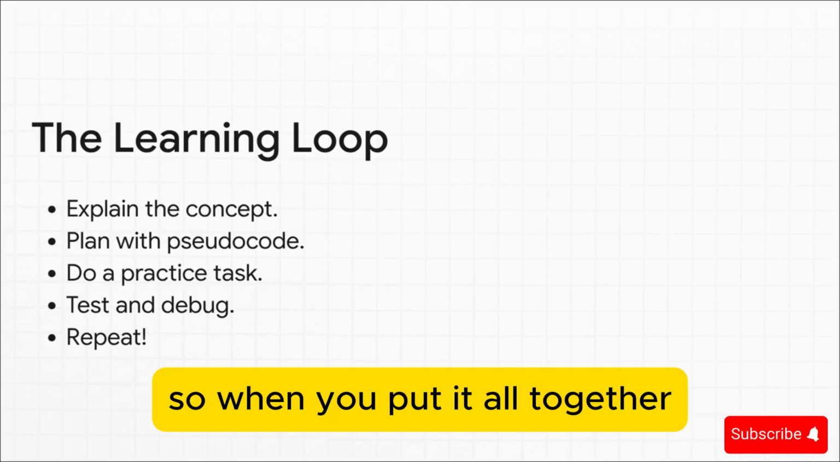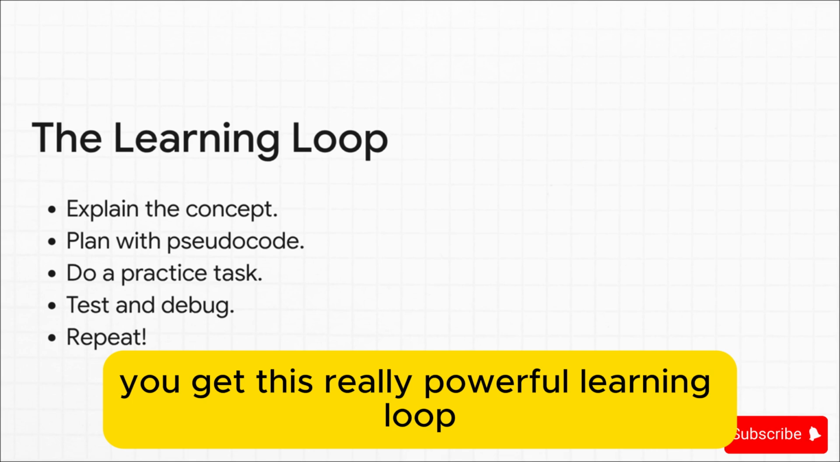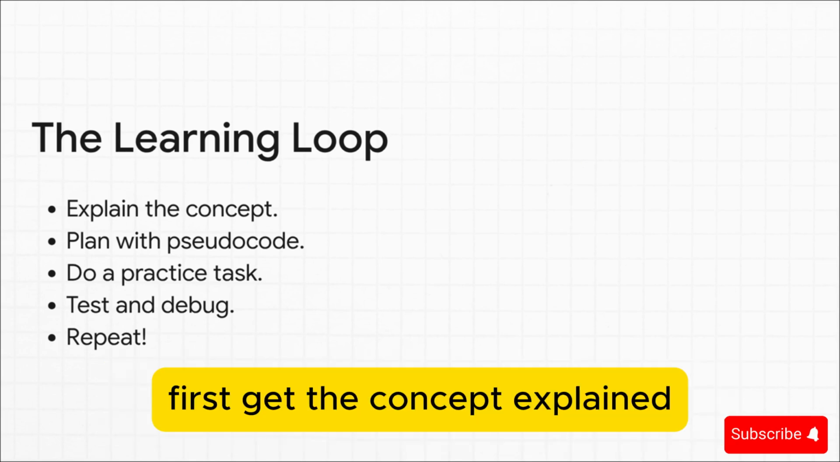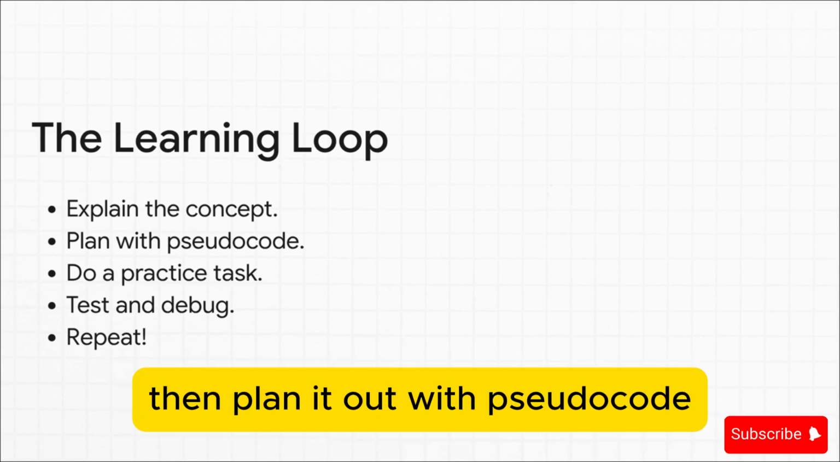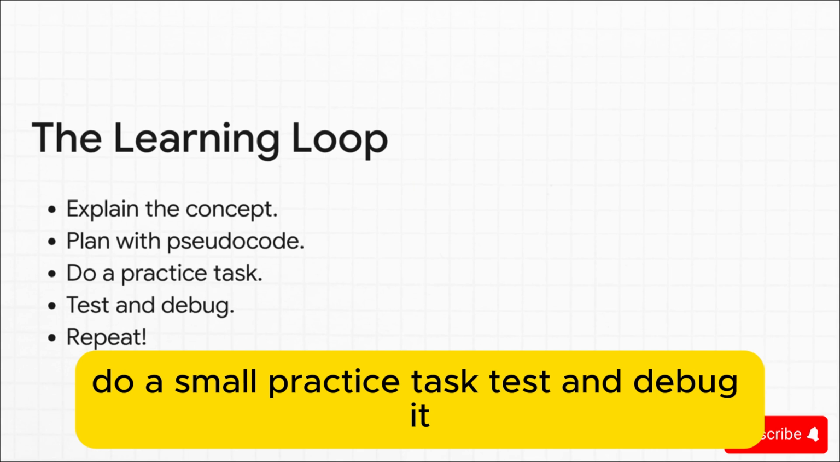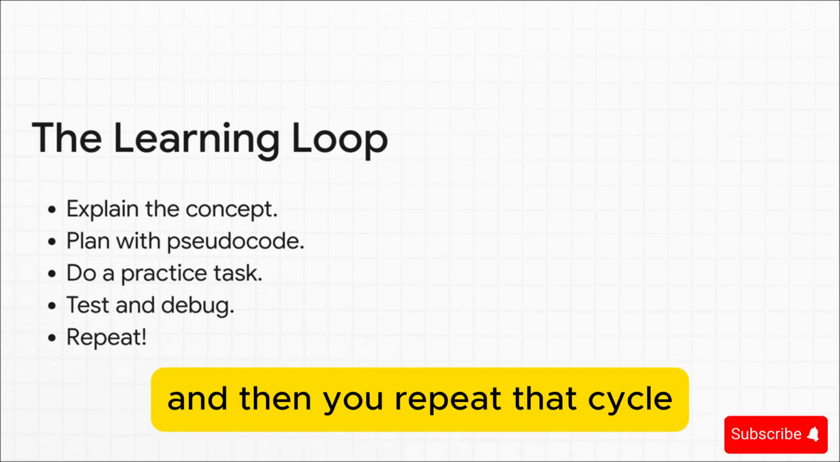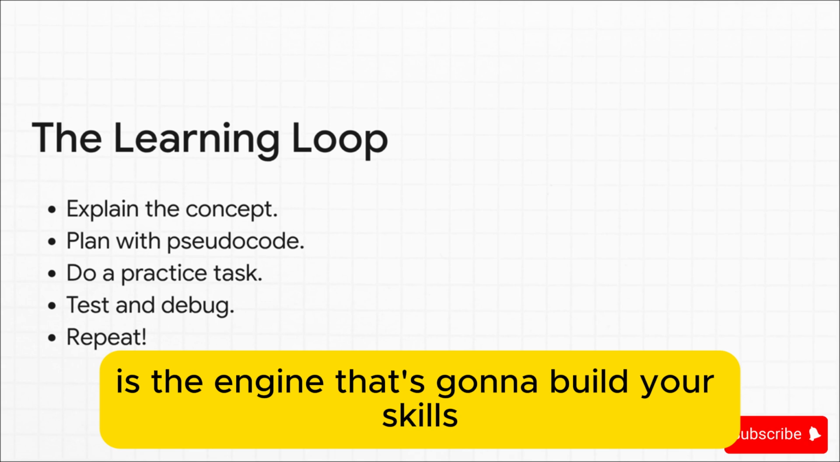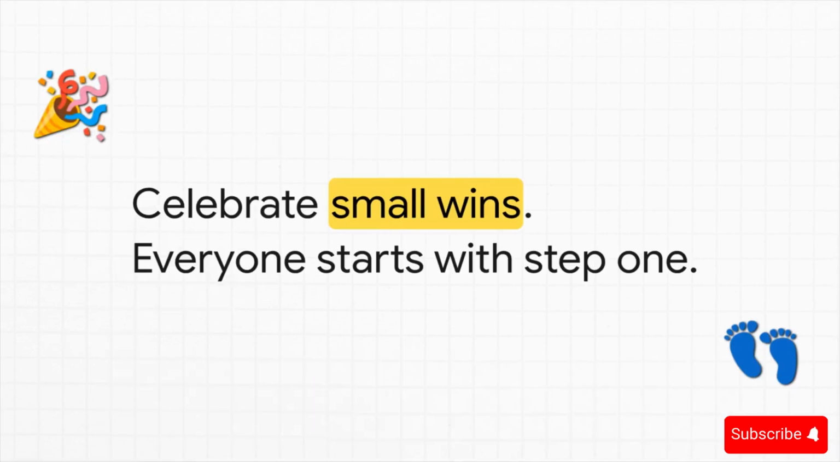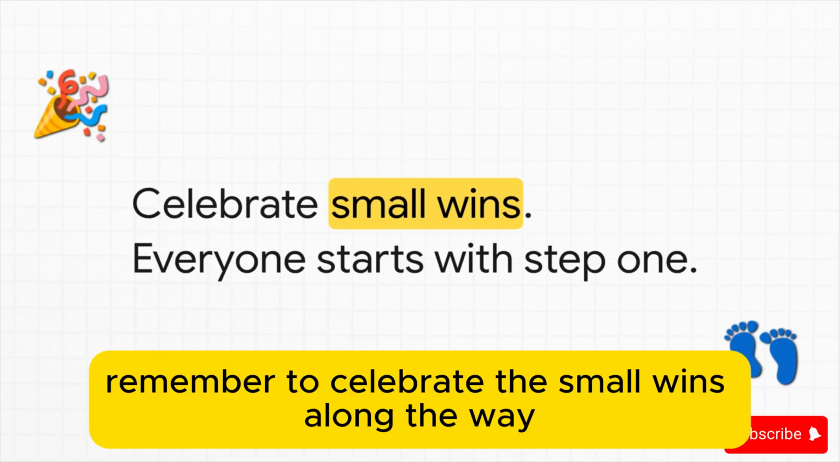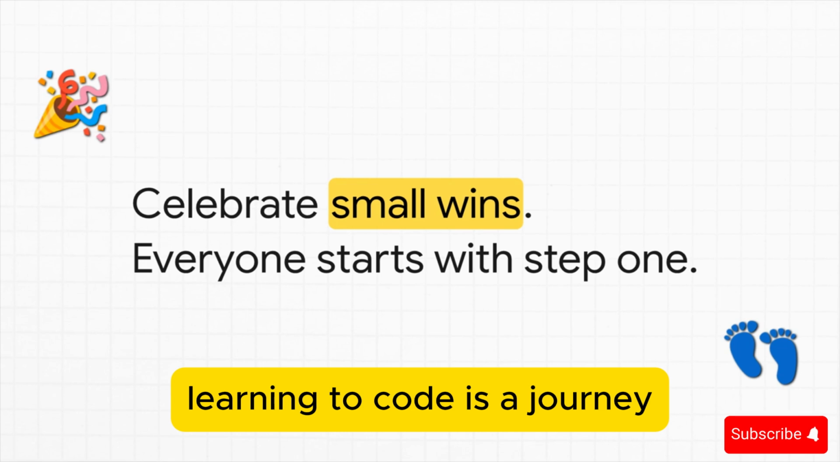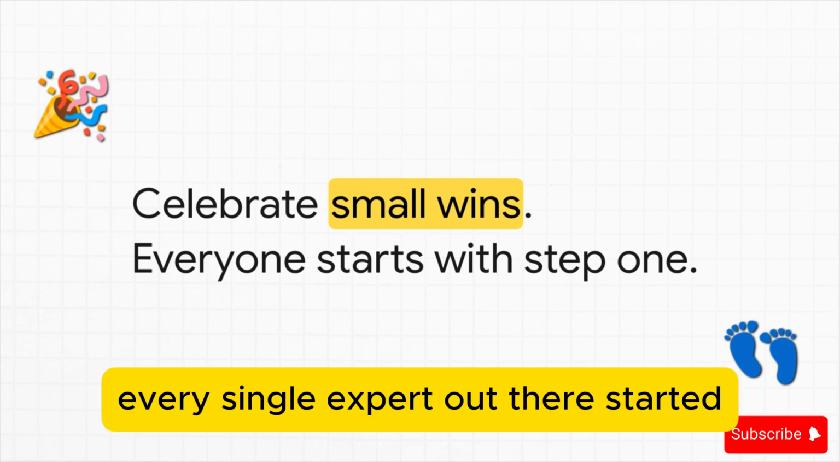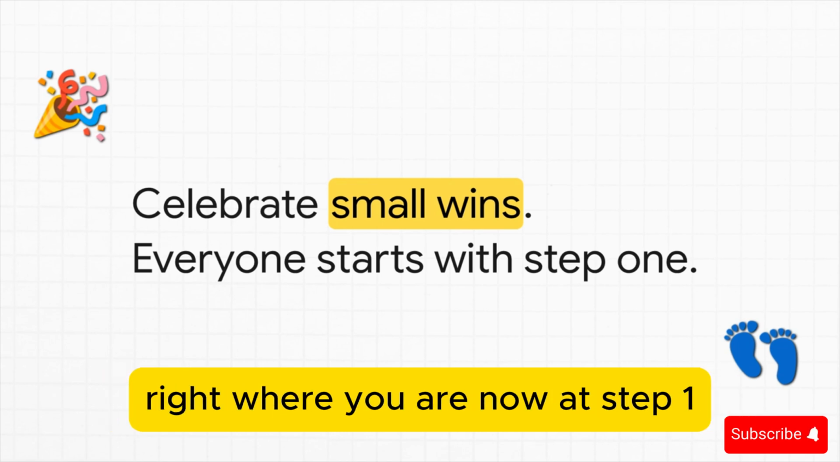So when you put it all together, you get this really powerful learning loop. First, get the concept explained. Then plan it out with pseudocode. Do a small practice task, test and debug it, and then you repeat. That cycle is the engine that's going to build your skills. And please, remember to celebrate the small wins along the way. Learning to code is a journey. Every single expert out there started right where you are now, at step 1.